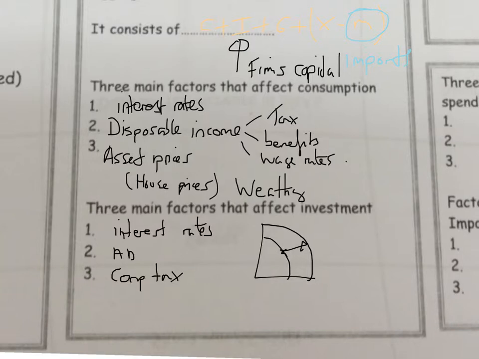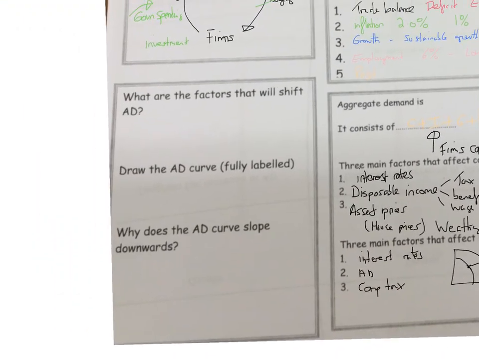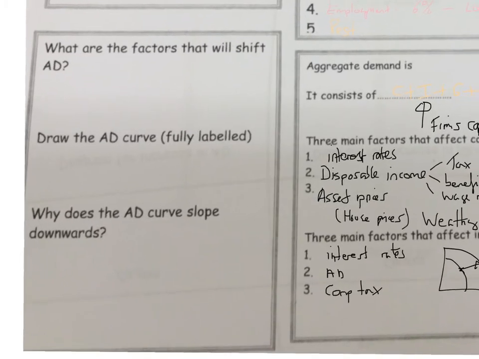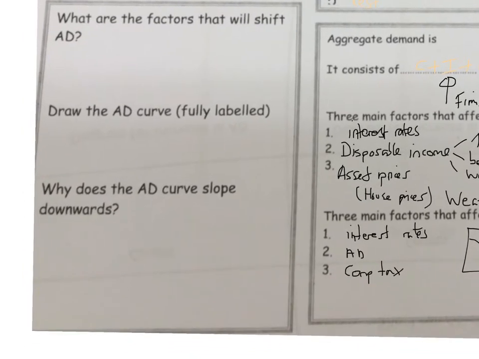They're reducing it down and down to try and make firms pay less tax, which means they're more likely to invest. Right, okay, so I lied when I said this would be 5 minutes, but I reckon I'll get it under 10. So, very quickly, what are the factors that will shift AD? Same again, it's C plus I plus G plus X minus M.